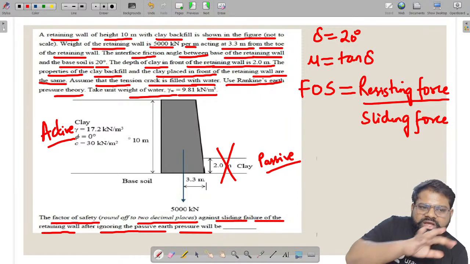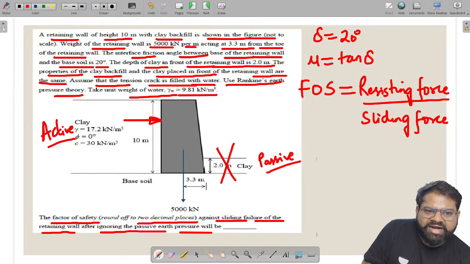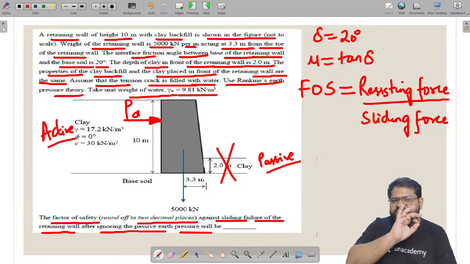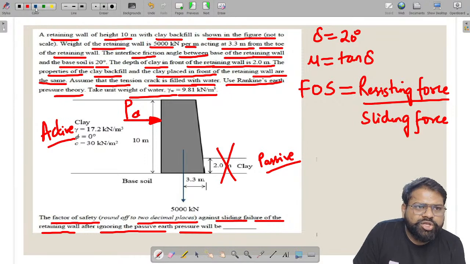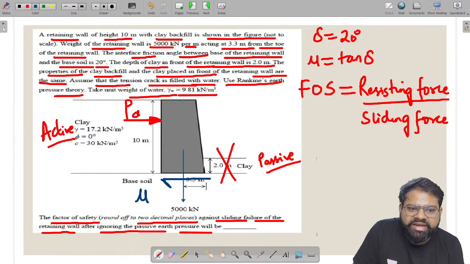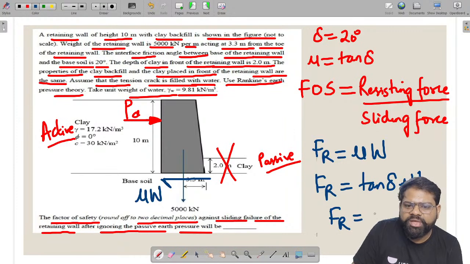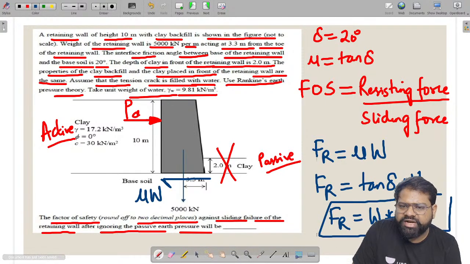What is the resisting force? The lateral earth pressure, the active earth pressure, will act like this. This will try to slide the retaining wall, but due to the friction between the soil surface and the wall base, a resisting force will be developed, called friction, and its value is equal to mu into W. So the resisting force will be equal to mu into W, where mu is equal to tan of delta. W is given, multiplied by tan of delta, which is also given. I hope you understand the resisting force.